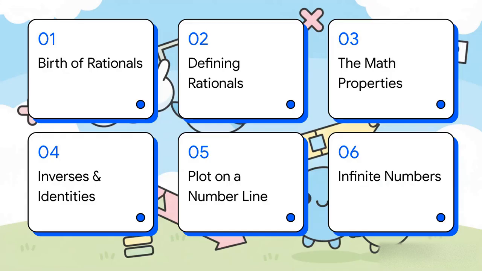So, here's our roadmap for today. We're going to cover: 1. The birth of rational numbers. 2. Defining the rational number. 3. Superpowers, or the math properties. 4. Inverses and identities. 5. Plotting on a number line. And finally, 6. The infinite numbers between.